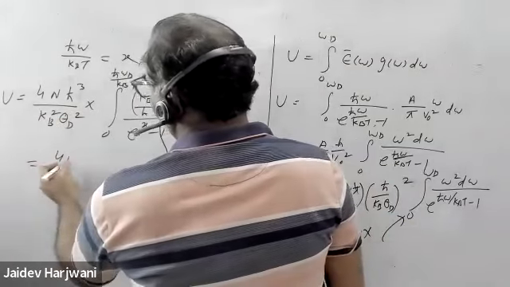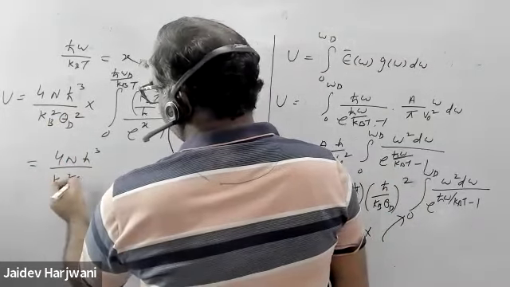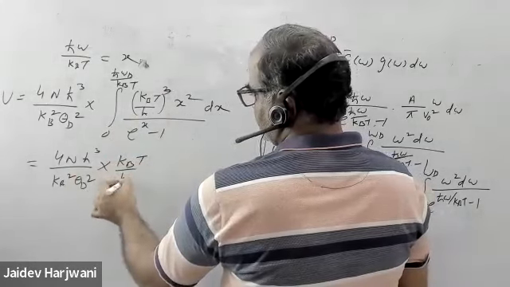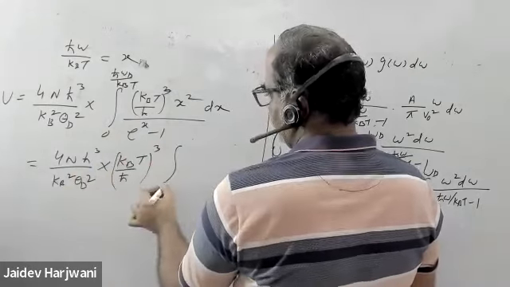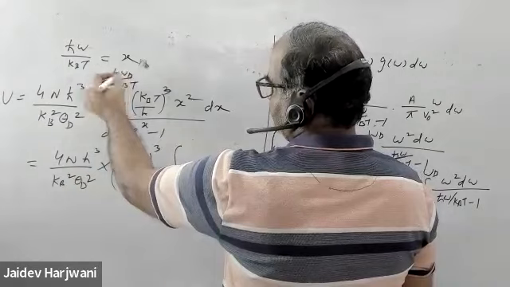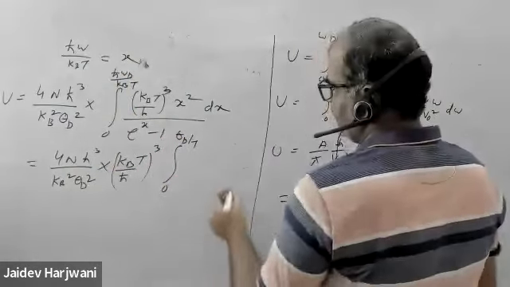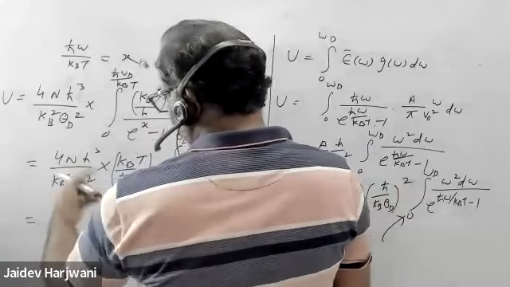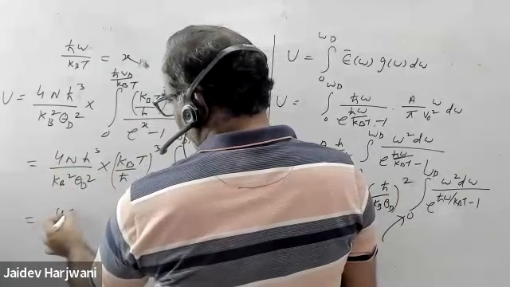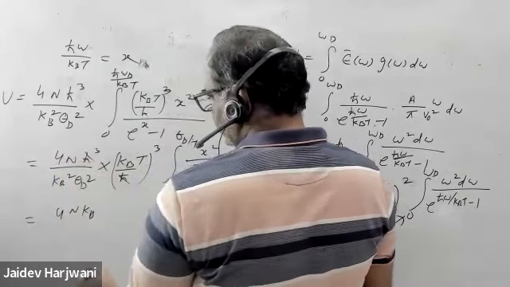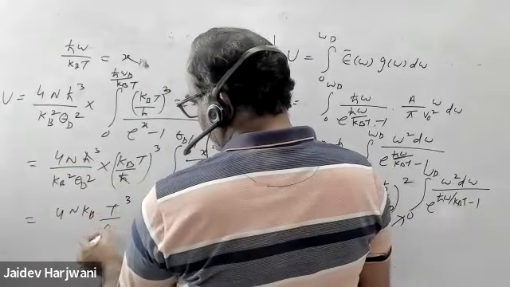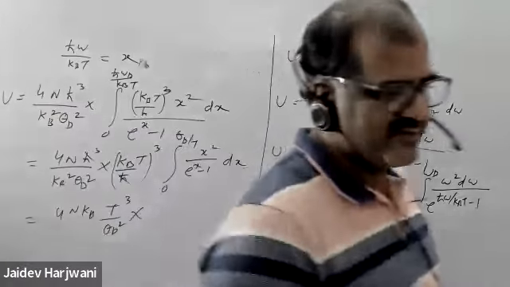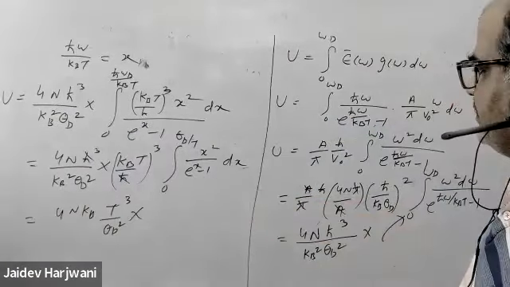So if you solve this one, 4n h cut kb square theta d square, and this constant is kb t upon h cut, cube. Again you can write theta d by t, x square upon e to the x minus 1, dx. If you solve this, 4n and kb, h cut cancel, so you get t cube and theta d square times the value of this integration. Once you know the value of this integration, it becomes very simple.